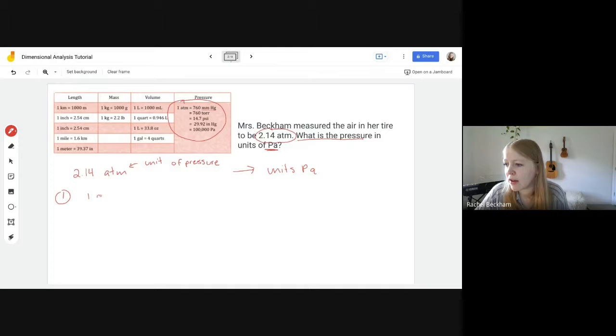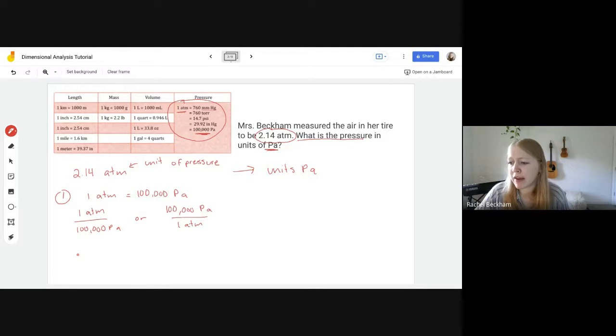It says that 1 atmosphere is equal to 100,000 pascals. You see that right here? So 1 atmosphere equals 100,000 pascals. So that is our relationship. I can either write it in a fraction like this, 1 atmosphere for every 100,000 pascals, or I could write it like this, 100,000 pascals for every 1 atmosphere. That is kind of messy handwriting, but that should be a Pa right there. So I could write it either way.